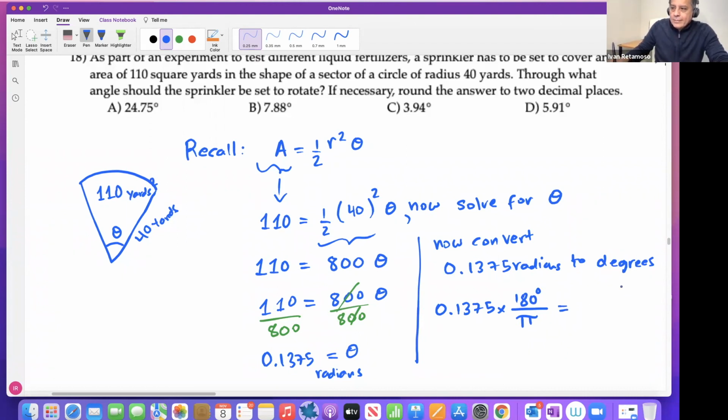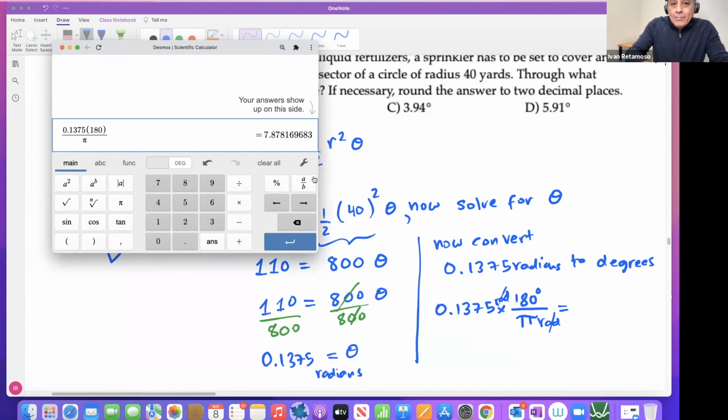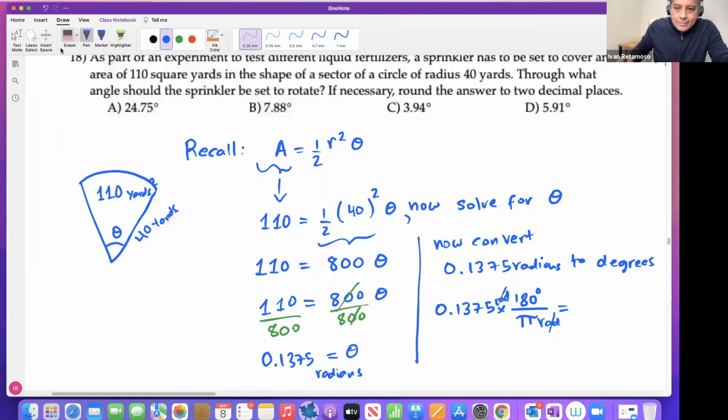So this should give us our angle in degrees, right? Radians cancel. So let's put this in a calculator. 0.1375 times 180 divided by pi. 7.878, right? Rounded to 2 decimal places, 7.88 degrees. So you look through. There we go, right? You find it there. Very good.